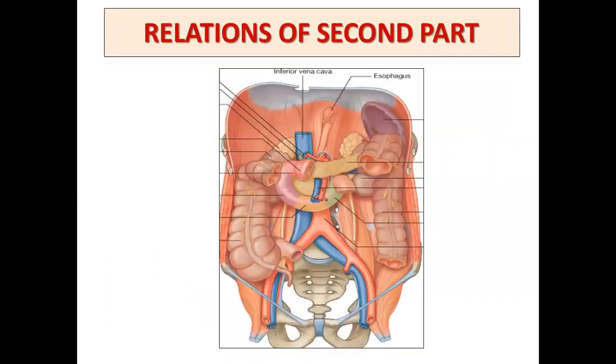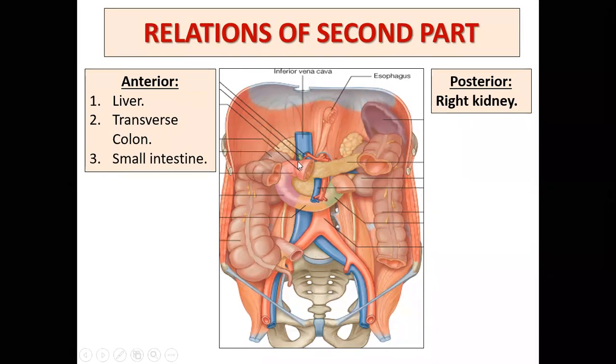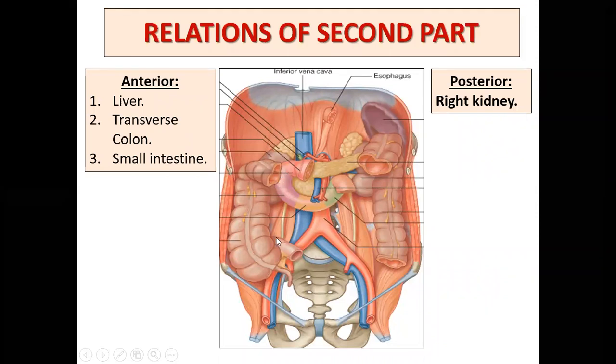Now coming to the relations of the second part. So here, if you can see, this is the second part. Anteriorly, again, there will be liver. Again, the liver has been removed here so that you can appreciate. So anteriorly, we have the liver as well as the transverse colon. This is the ascending colon, this is the transverse colon, part of the large intestine. Then the coils of the small intestine, everything will be here.